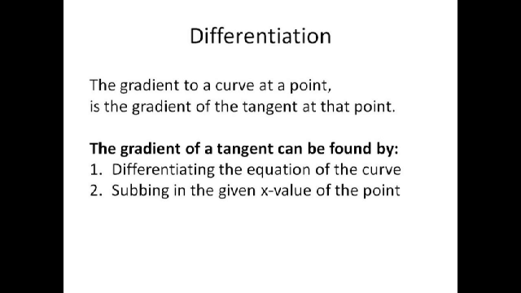And to find the tangent gradient for your curve at a point, you will differentiate the equation, which I'll show you how to do in a second, and then sub in the given value of x at that point. So they'll tell you, find the gradient of the tangent at (4, 1), so you'll differentiate and then you'll sub in x equals 4 into your equation, and that will give you the gradient of the tangent.